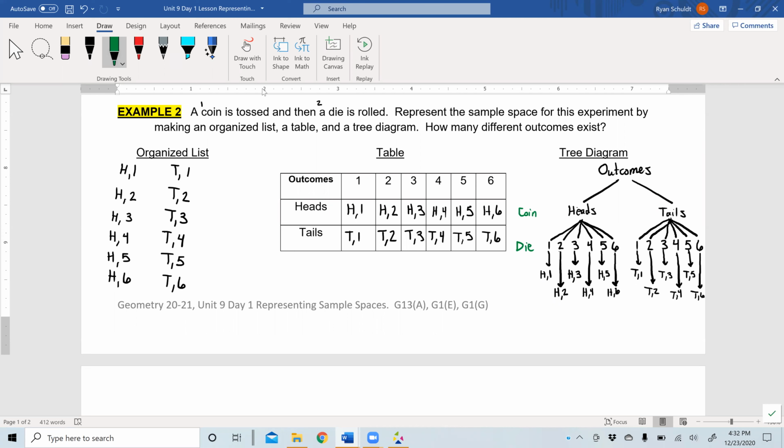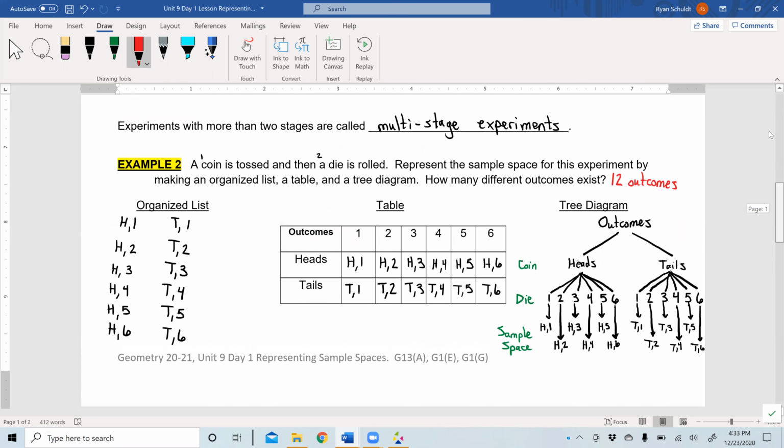Okay, so this area down here is our sample space. So if we look at this, how many different outcomes are possible? You can look at any one of these and just count them up. And you would find that there are 12 outcomes that are possible. 12 outcomes.